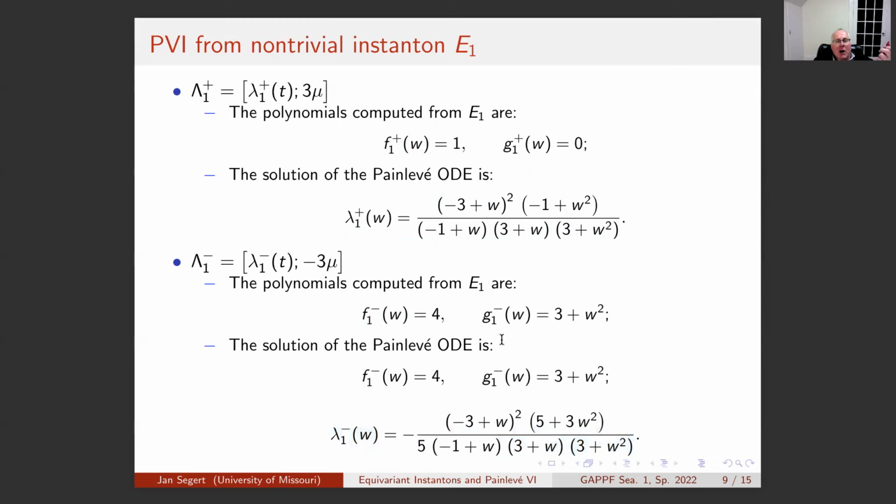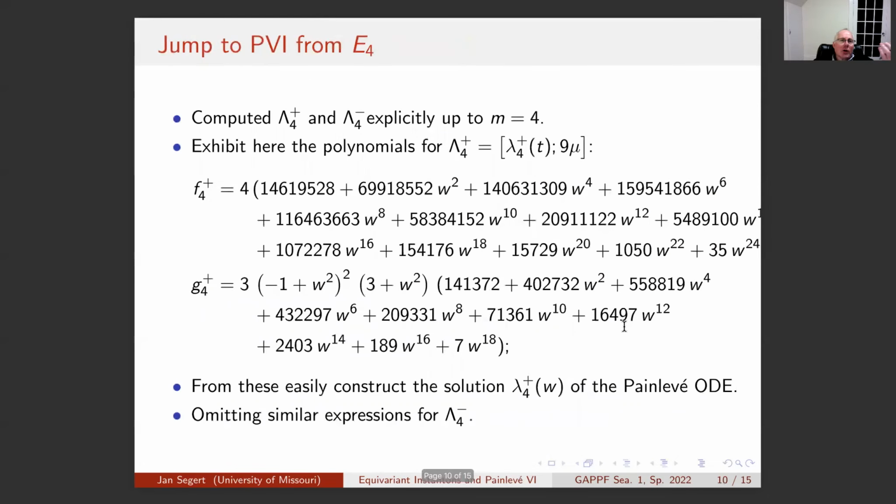So as you go up, remember from the theorem, the degrees of these things get higher and higher and higher. And so I've computed them up to m equals 4. I'll leave off the ones for 2 and 3 and do one of them, the plus 1 for m equals 4. I've computed both of these. I'll only display this one. So the plus 1 here looks like this.